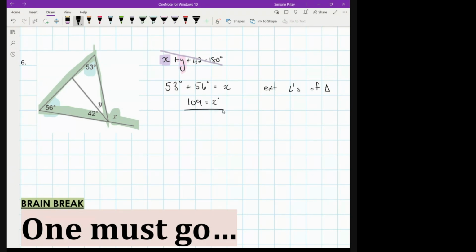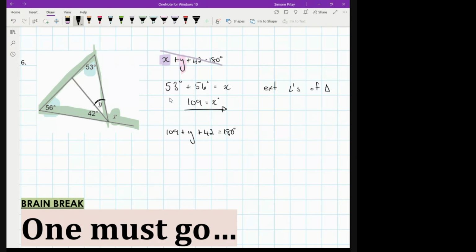109 degrees. Lovely. How are we figuring out what y is now? We can use the method on the top: x plus y plus 42 is equal to 180, sum of angles on a straight line. So that looks like 109 plus y plus 42 is equal to 180.